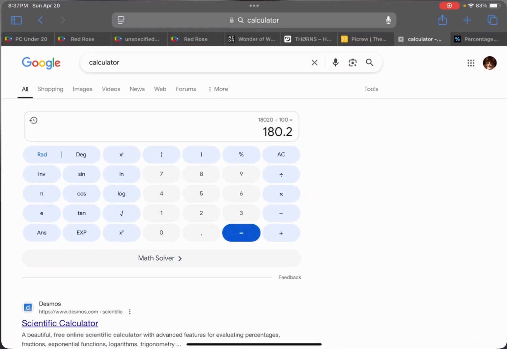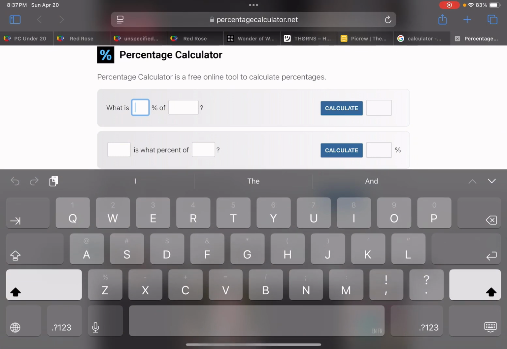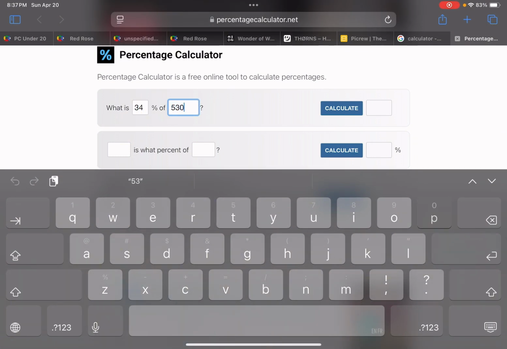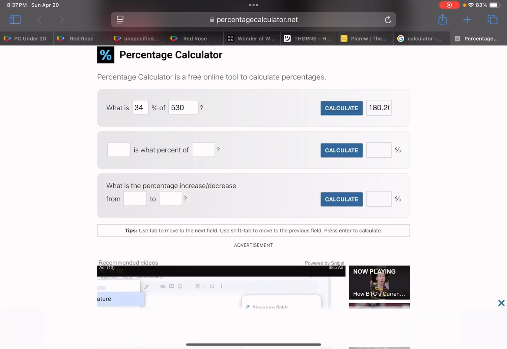So 34% of 530, calculate. You don't want to start with this though. This is your last resort to double check afterwards.